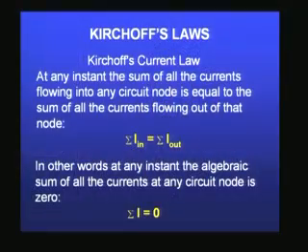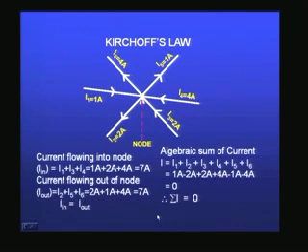Now, I have shown it on the screen with an equation. Sigma I in, the sum of all the currents flowing into the node, is equal to sigma I out, the sum of all the currents going out. This can also be explained in a slightly different way. In other words, at any instant, the algebraic sum of all the currents at any circuit node is 0. That means, if I add all the currents algebraically, if the current is flowing into the node, it is positive, and if it goes away from the node, it is negative, and therefore the algebraic sum of all the currents at this node will be equal to 0. Therefore, the equation sigma I equal to 0 represents this concept. You can use any of these.